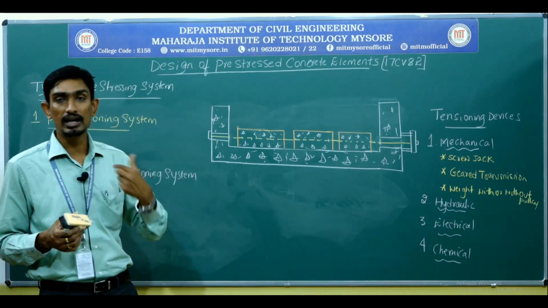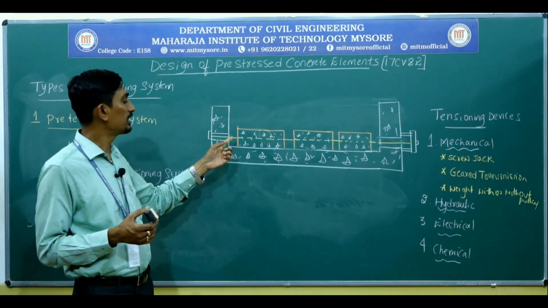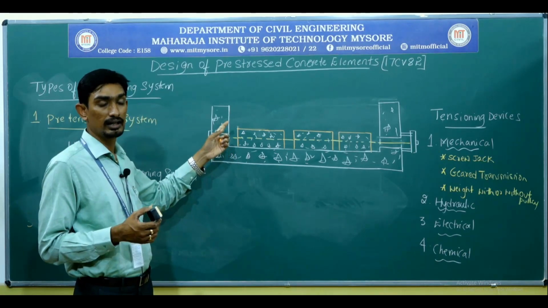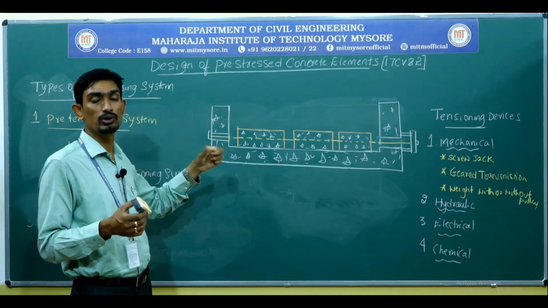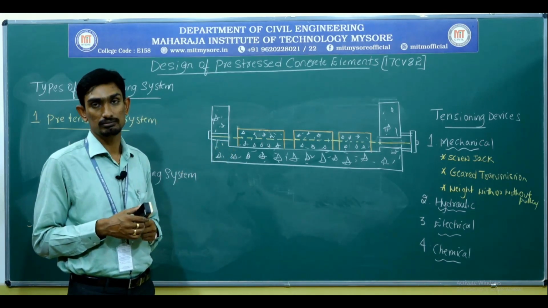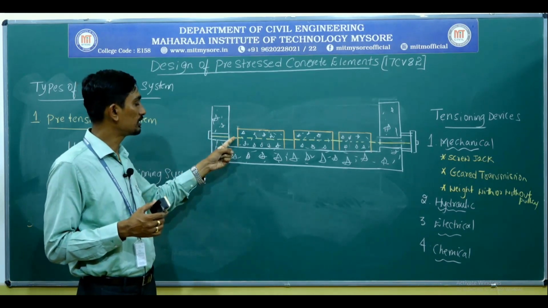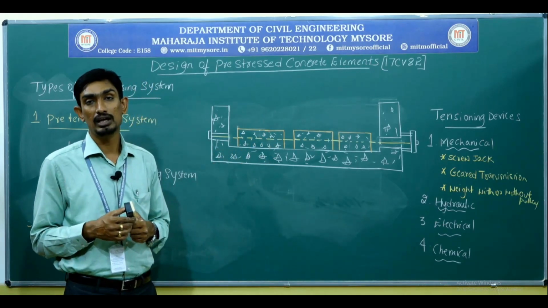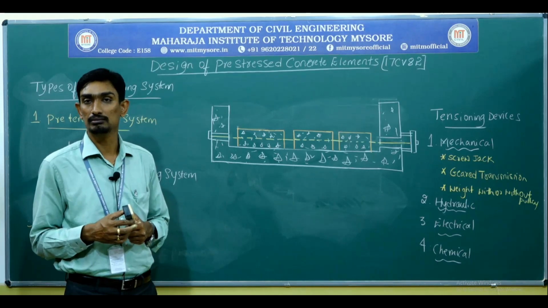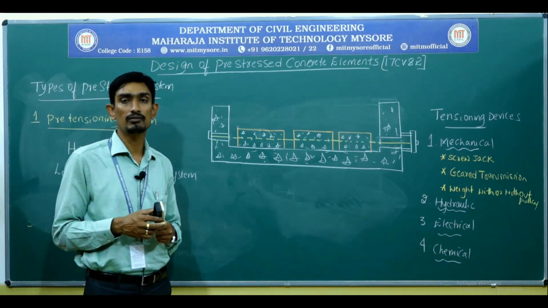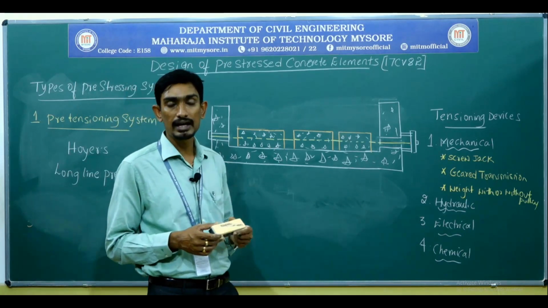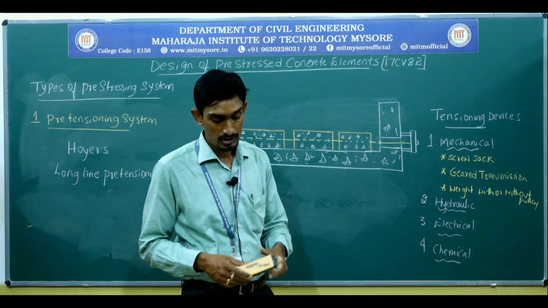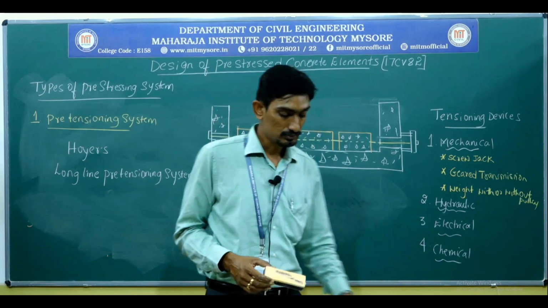The advantage of this system is that we can tension the tendons at a time, so there is no need for one-by-one tensioning. The tension induced in each of the beams will not vary, as they are stressed at a time. So this is regarding the long line prestressing system or pretensioning system. We will move on further.